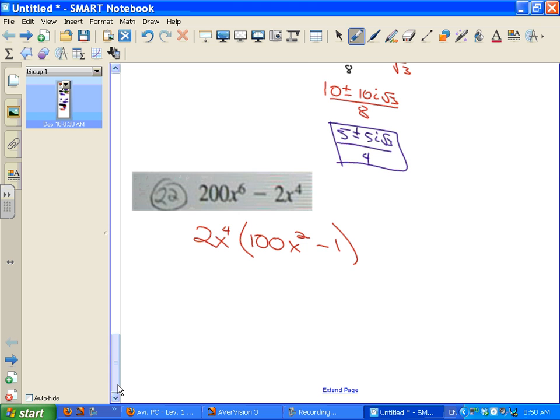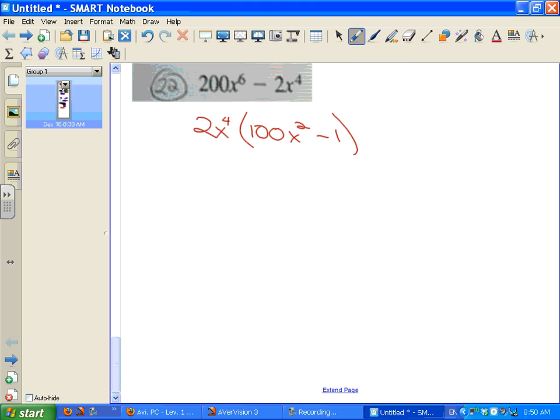Am I done? No, we're not done. This one factors more. What's special about it? 100 is a perfect square. So is x squared. So is 1. So I'm going to get 10x plus 1, 10x minus 1, and then I still have this 2x to the 4th out here.